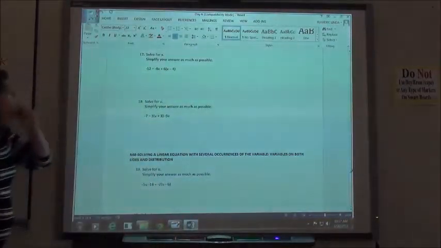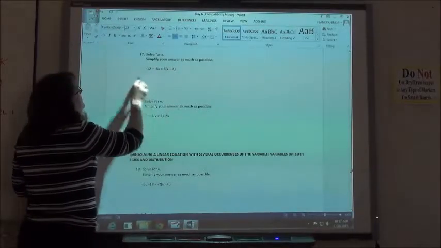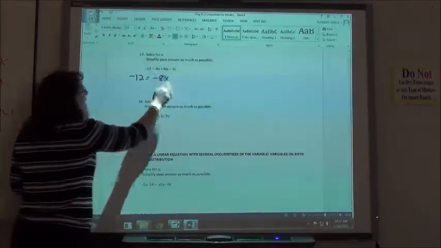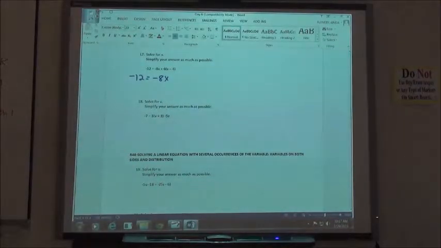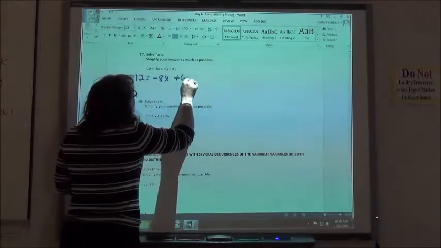So on number 17, same thing. I'm going to start with my parentheses. The stuff in front's going to stay the same. So negative 12 equals negative 8x. I wait to write my sign down till after I multiply, just in case my sign might change. Here I have a positive x times, or positive 6 times x, so it's going to stay positive 6x.